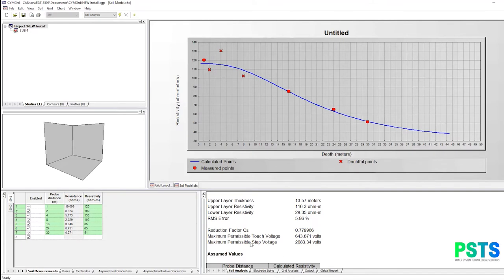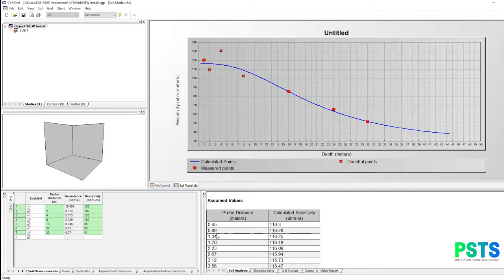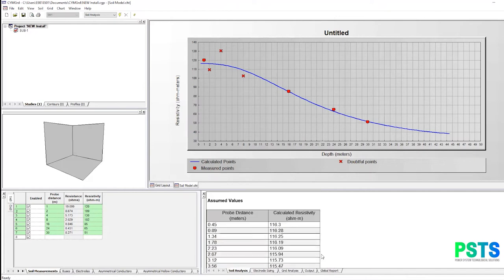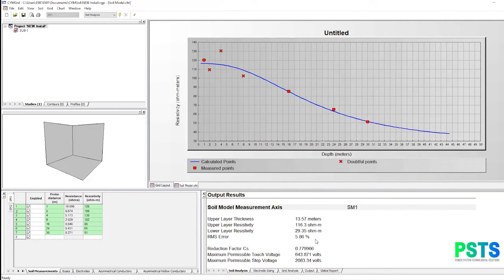So we got 116.3, 116. We get all the results until the very end. We tell you that at 1 meter, my measure was 120. The program computed 116. At 130, it was 115. So I was 11% off, but my total error is 5.86%, which is very good. You know, up to 10%, even up to 20% is okay, because these are measurements.